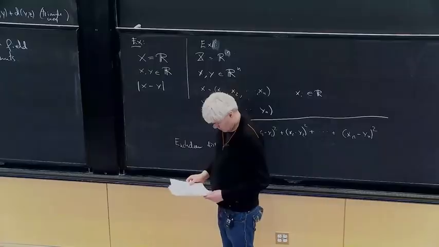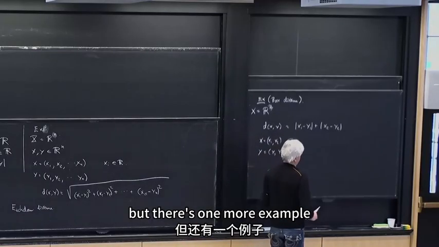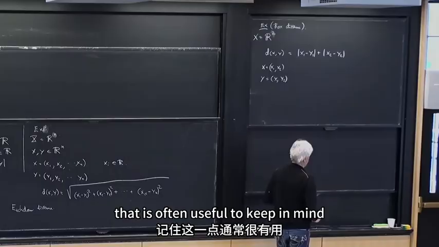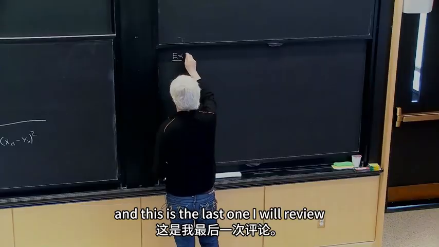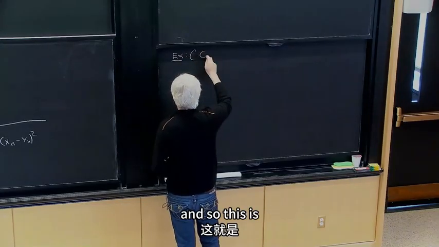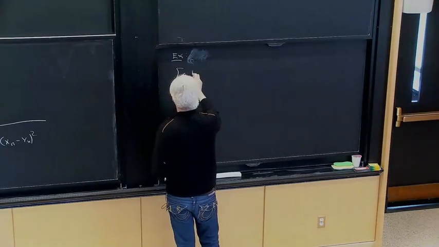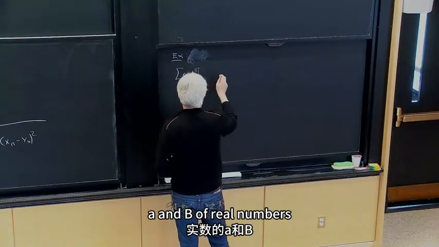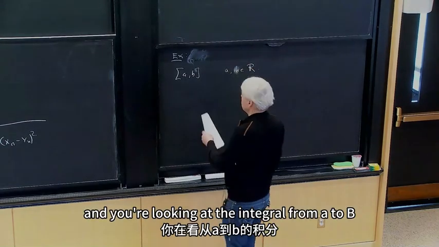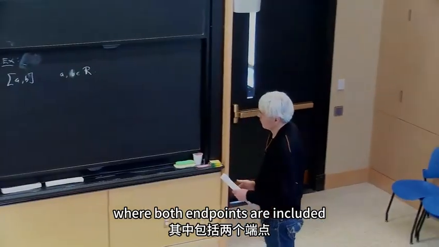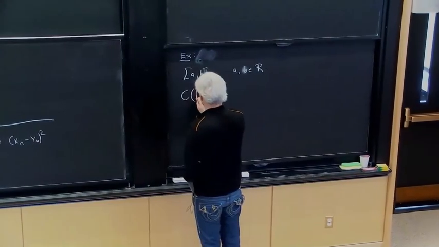And the triangle inequality, well, that just follows quite easily from the triangle inequality for this distance. Okay. Then there is one more example. I mean, there's others, but there's one more example that is often useful to keep in mind. And this is the last one I will review. And so this is the continuous function. So if you take an interval, a and b are real numbers, and you're looking at the interval from a to b, where both endpoints are included, and then you look at the continuous functions on this interval.